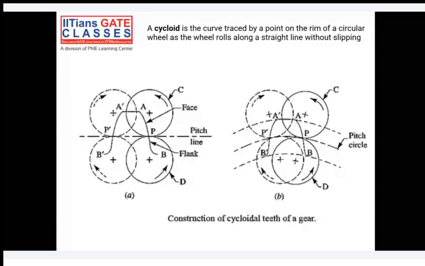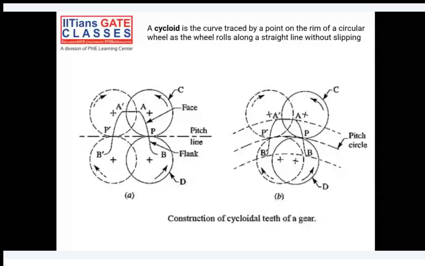So you can clearly see here on the left hand side, figure A, we have a wheel which is rotating on a straight line. Okay, then the curve traced by that point on a circle is called a cycloid. And you can actually roll that circle not only on the straight line but also on, let's say, a pitch circle.